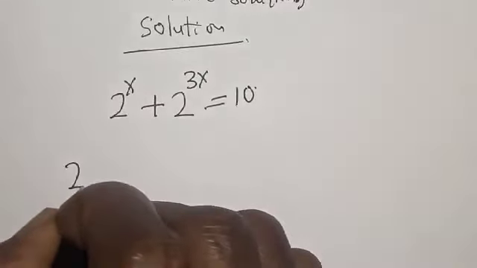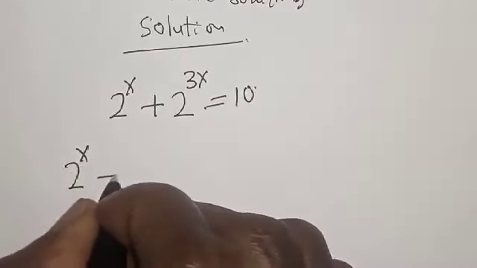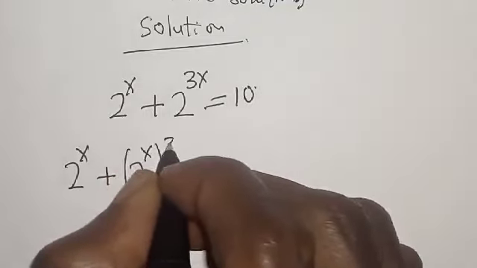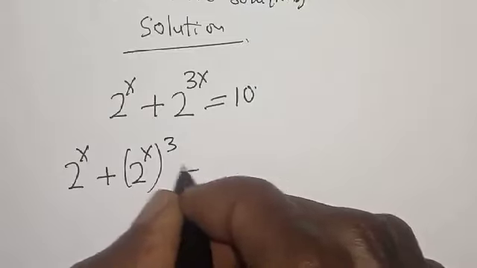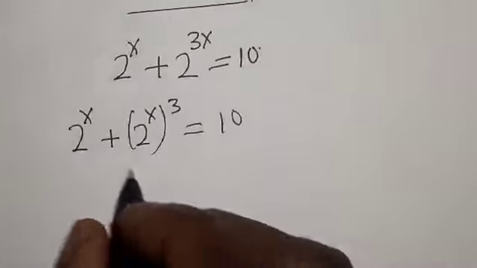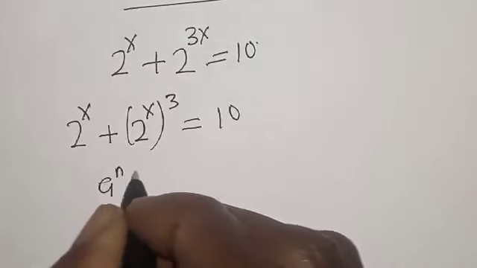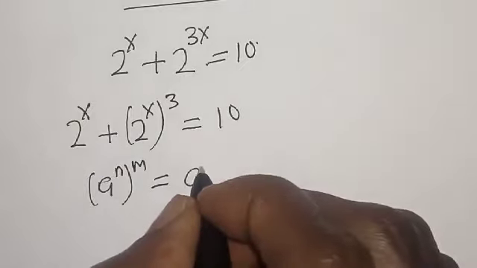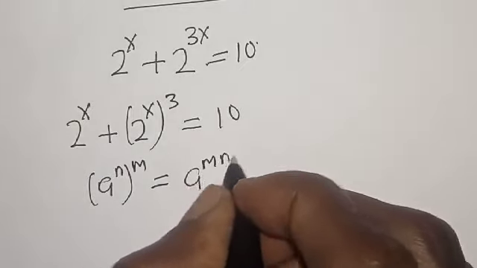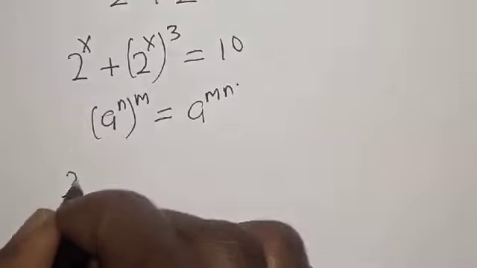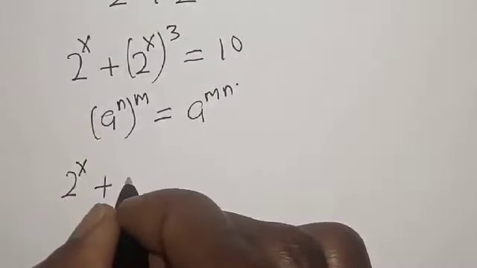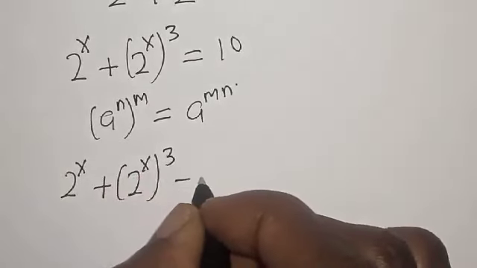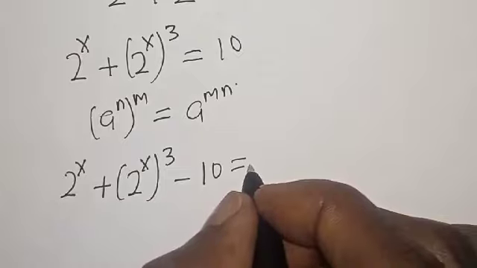Now, 2 raised to power x plus 2 raised to power x, all raised to power 3, is equal to 10. That is, a raised to power n raised to power m is equal to a raised to power mn. So 2 raised to power x plus 2 raised to power x raised to power 3 minus 10 is equal to 0.